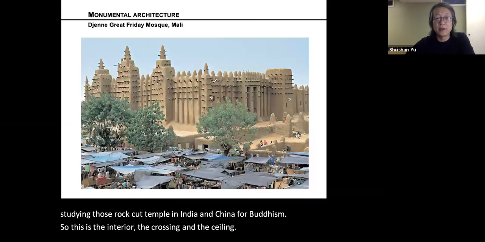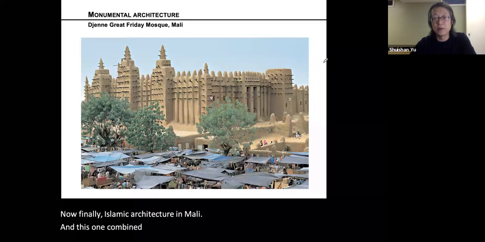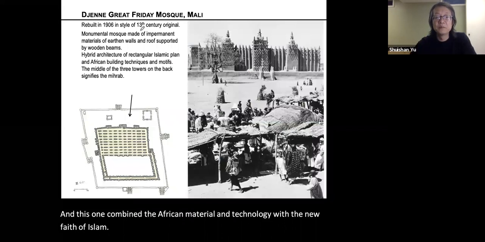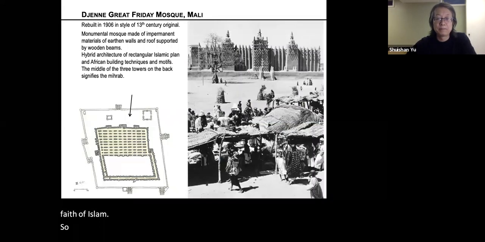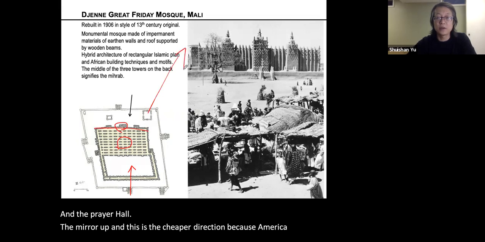Now, finally, Islamic architecture in Mali. And this one combined the African material and technology with the new faith of Islam. So you see the entrance, the southern entrance, and the prayer hall, the mihrab. And this is the Qibla direction because Mecca is in that direction.